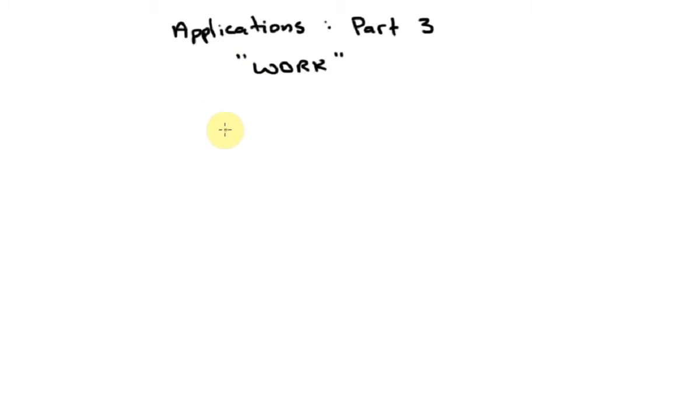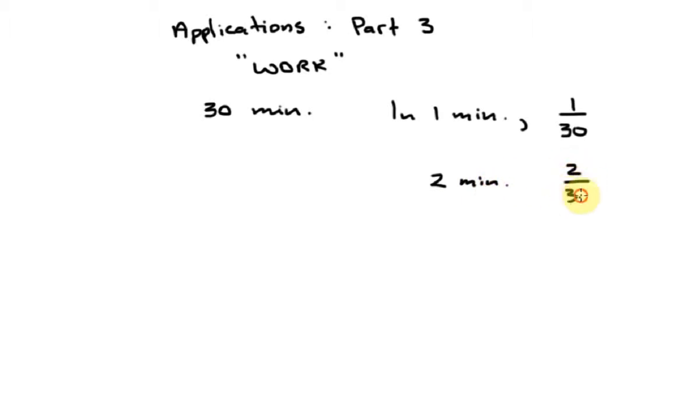Now, before we dive into an example, let me just explain how this kind of works. Let's say it took you something like 30 minutes to mow the lawn. How much of the job would you get done in 1 minute? So if I said to you, in 1 minute, what fraction of the lawn would you have mowed? Well, if it takes you 30 minutes to mow the whole lawn, then in 1 minute you would have mowed 1/30th of the lawn, right? Or in 2 minutes you would have mowed 2/30ths of the lawn, and so on, okay?